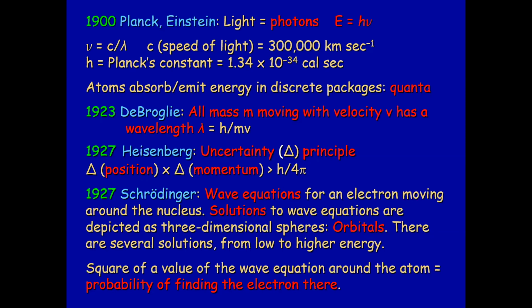So light as both matter and energy. Then we had de Broglie, who spoke about all mass, okay, moving and having a wavelength. Heisenberg and the uncertainty principle. An electron, we cannot know exactly where it is. We can either know its location or its speed, but not both.